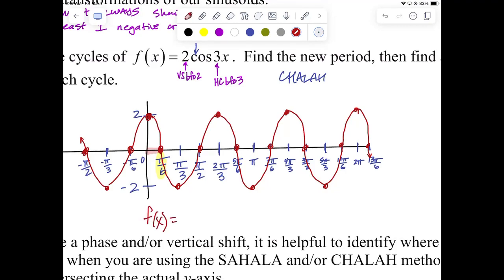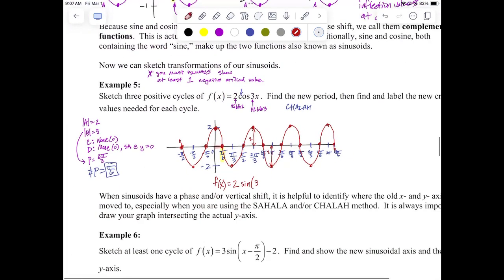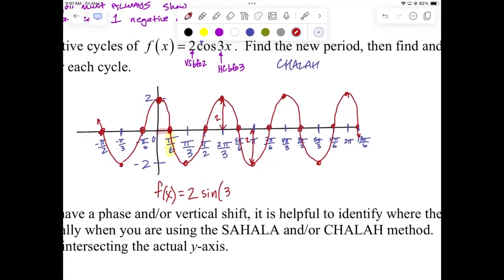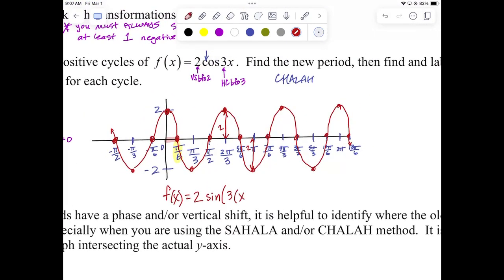What's going to stay the same? The amplitude is going to stay the same, which is the wave height. That's this distance here from the axis to the top. That's 2 units. And the axis to the bottom, that's also 2 units. It's going to be sine now instead of cosine. The b value is still going to be 3 because the period is still the same. It's still 2 pi/3. The only difference is now we're going to have a phase shift. So leave a little space right there.